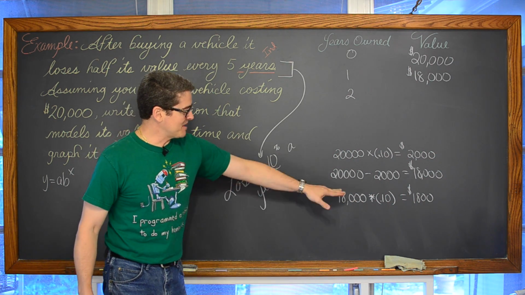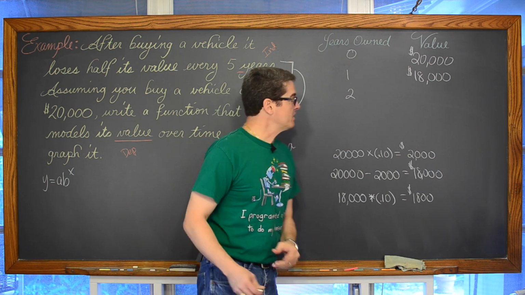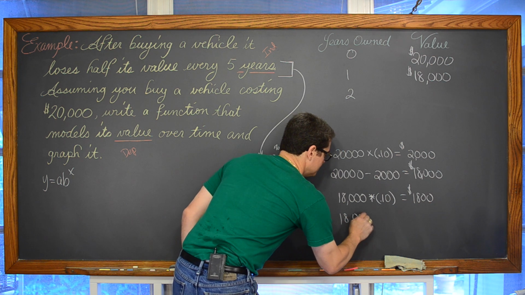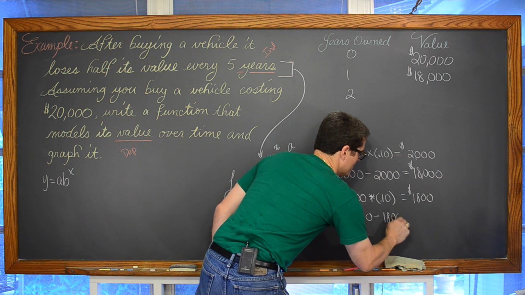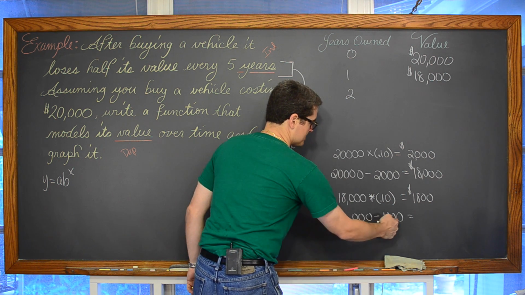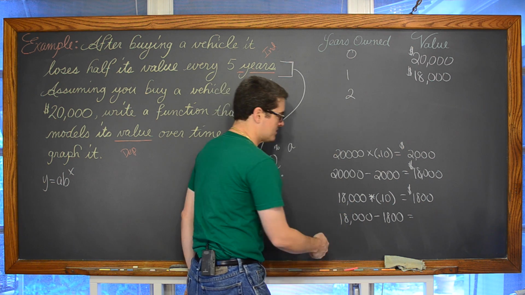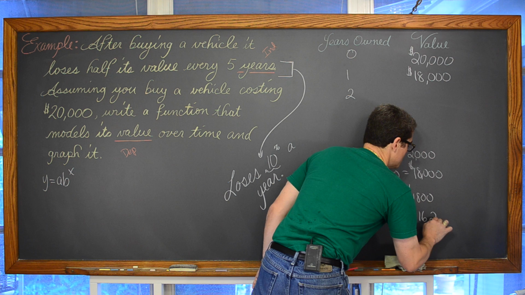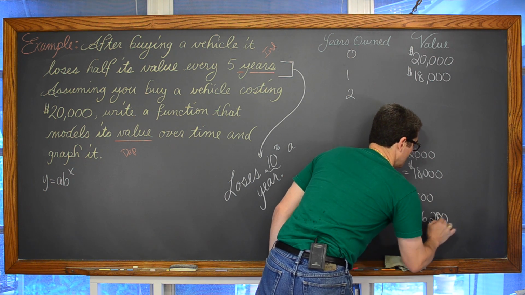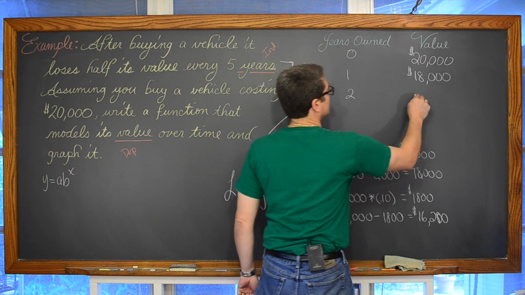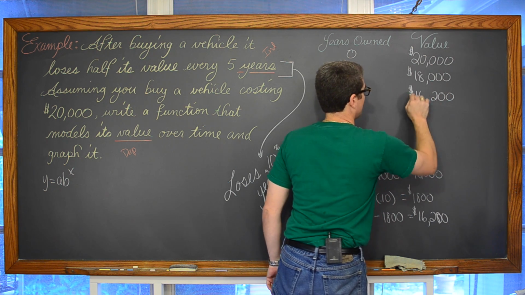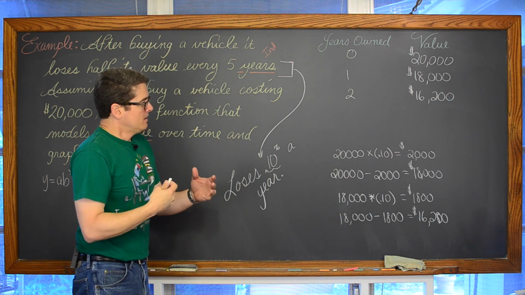Okay, so now we took the 10% of the 18,000, we got 1,800. Its new value now is going to be 18,000 minus 1,800, which is going to be 17,000, and 17,000 minus 800 is 16,000, whoops, $16,200. I almost wrote an 8 there. Okay, and so on and so on and so on.